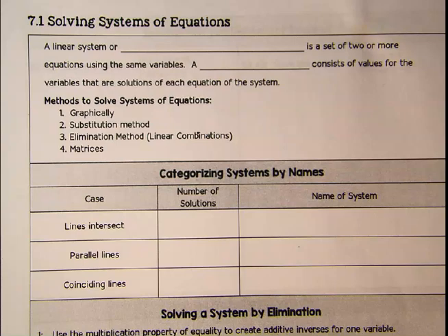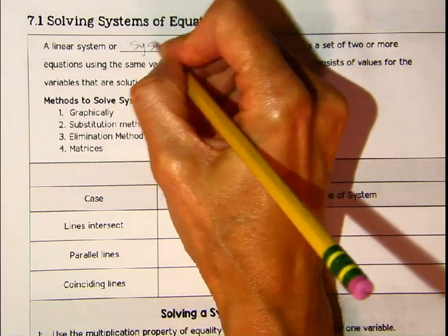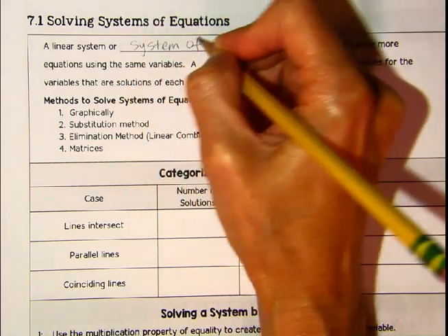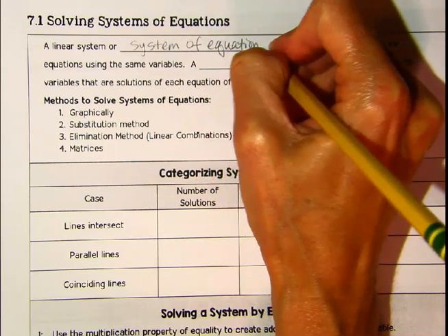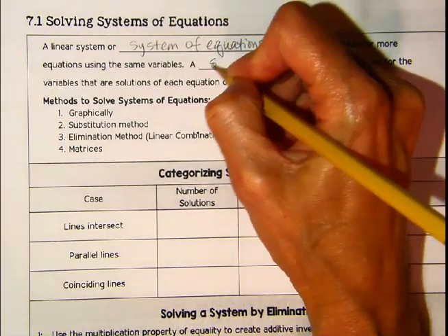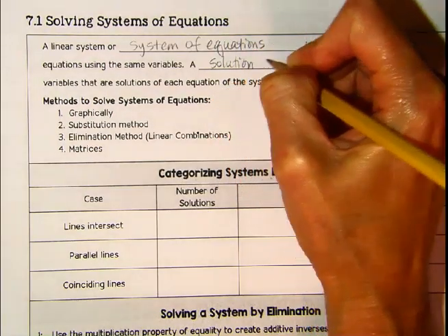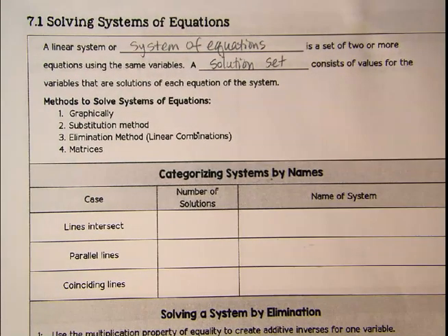A linear system, or system of equations, that's what goes in this first blank, is a set of two or more equations using the same variables. And then a solution set consists of values for the variables that are solutions of each equation of the system.